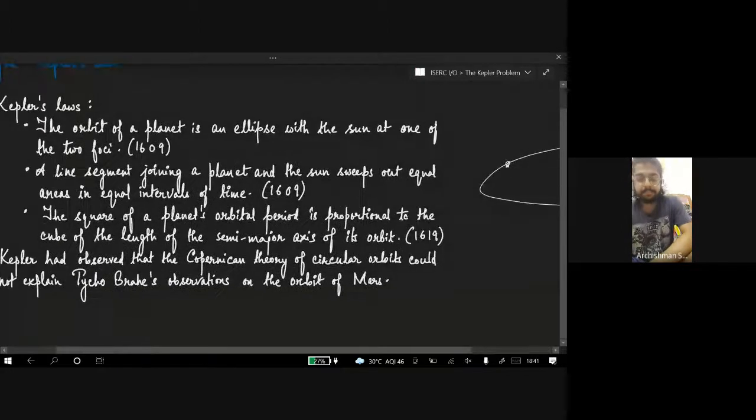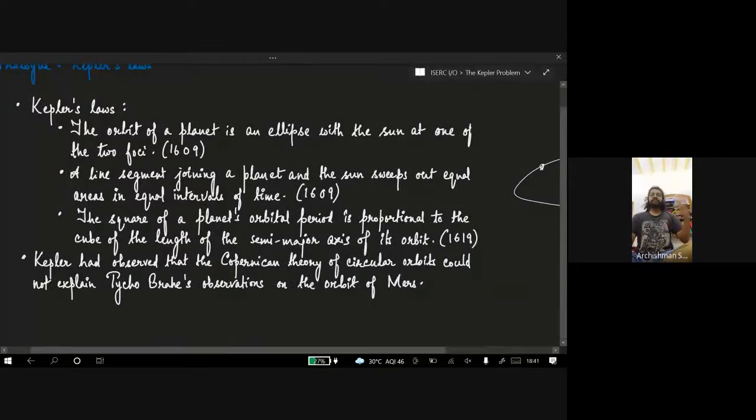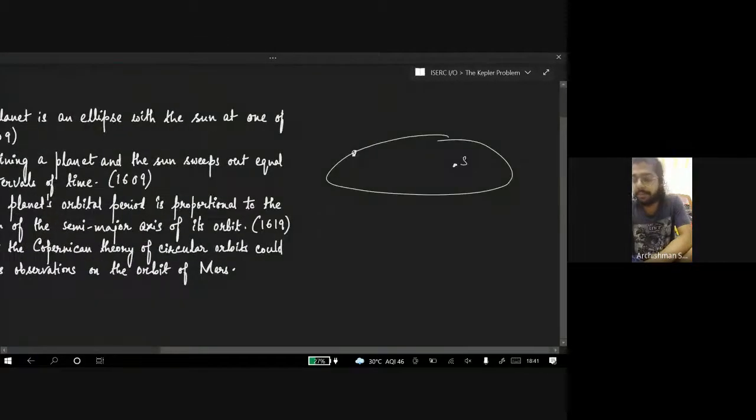And the second statement says that a line segment joining the planet and the sun sweeps out equal areas in equal intervals of time. Which means essentially, if I say this angle is theta, the time required to cover this particular area is constant. So this means that the areal velocity of a planet is constant.